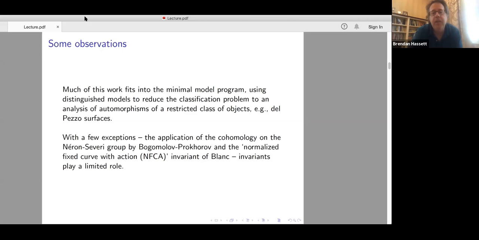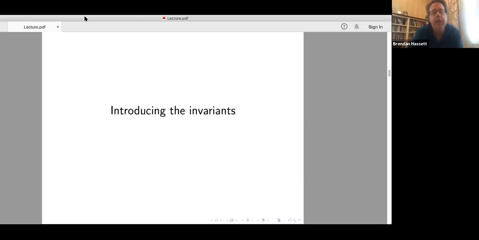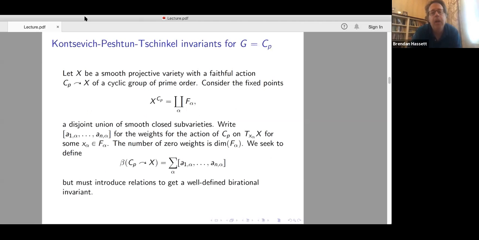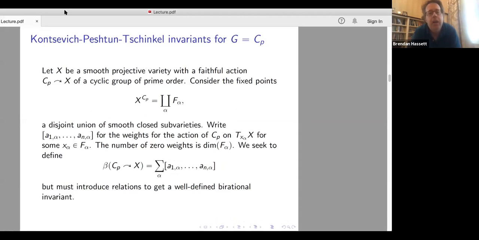So I'd like to go in a slightly different direction, but I want to describe the invariants and make close reference to some of this other line of work that has been so successful over the last few decades. Let me move on to introducing the basic invariants that are useful. I have almost no responsibility for these invariants. This is work that was initiated by Kontsevich, Pestun, and Tschinkel. I just wanted to give you a presentation of how they approach things.